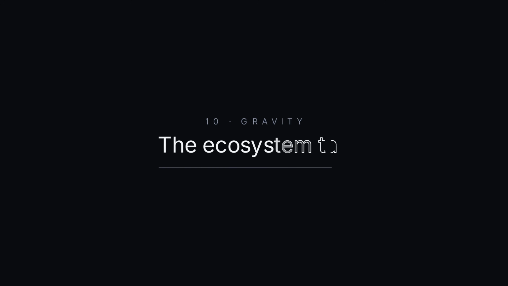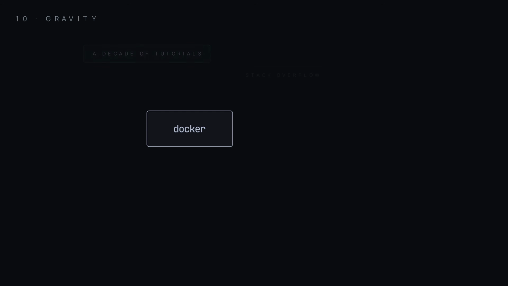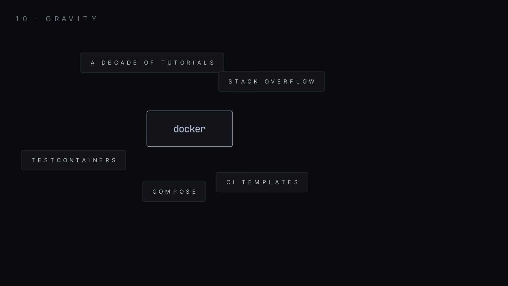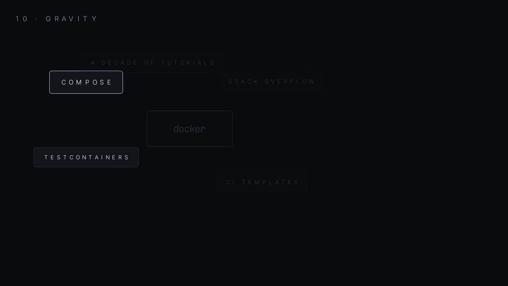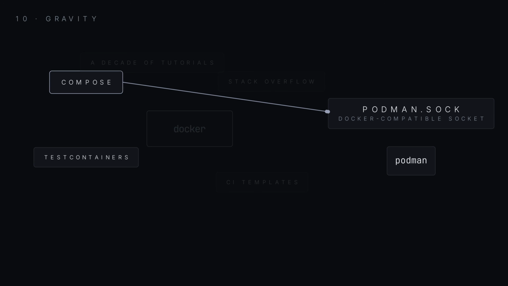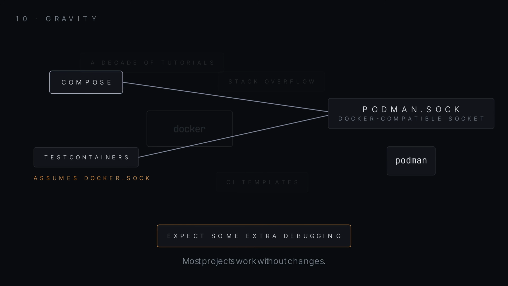So why does Docker still dominate? Gravity. A decade of tutorials, Stack Overflow answers, and CI templates all assume it. Compose is the sharpest edge of that gravity. Podman now exposes a Docker-compatible socket, and the official Docker Compose tool can run against it directly, but you will still meet Compose files and tools like Testcontainers that assume the real Docker socket specifically. Most projects work without changes, but you will occasionally run into tools that expect Docker by name, and when that happens, expect some extra debugging.